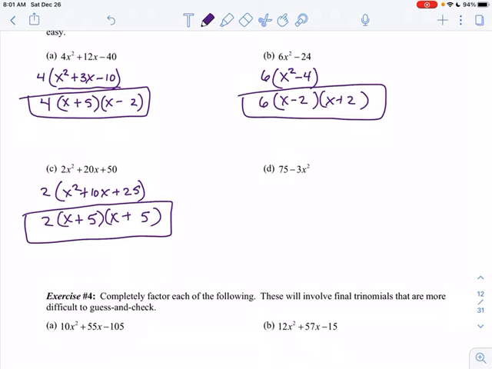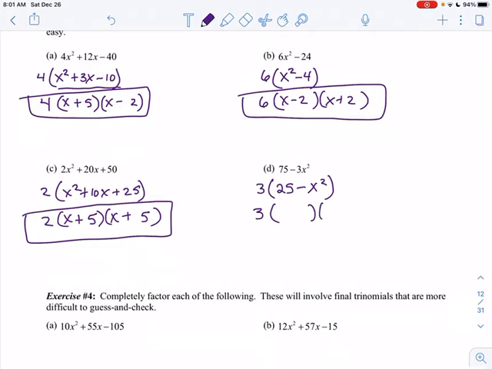75 minus 3x squared. All right, 75 and 3 are both divisible by 3. 75 divided by 3 is 25. Negative 3 divided by 3 is negative x squared. I can write the 1 if I need to, but I don't have to.